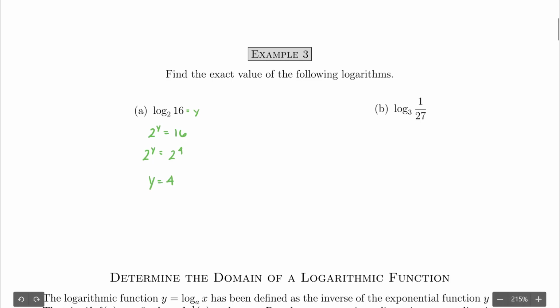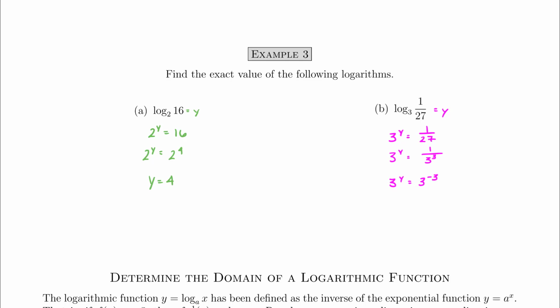For part B, we're going to do the same thing. We'll set that equal to y, and we can say 3 to the y is equal to 1/27. And the denominator of 27 can be written as 3 to the 3rd. And to pull that out of the denominator, we can rewrite this as 3 to the y equals 3 to the negative 3rd, which is what we were doing yesterday.